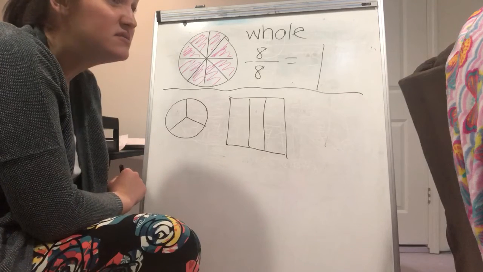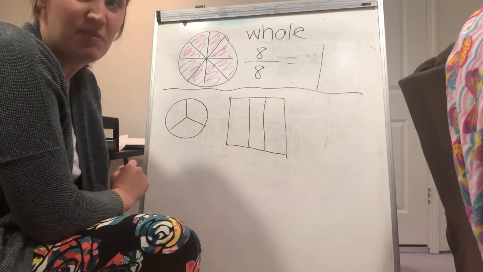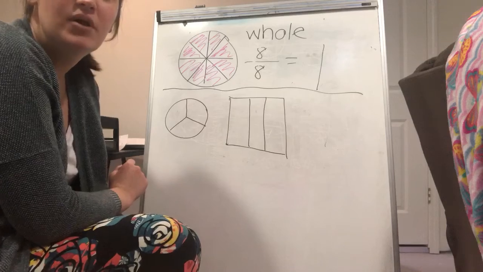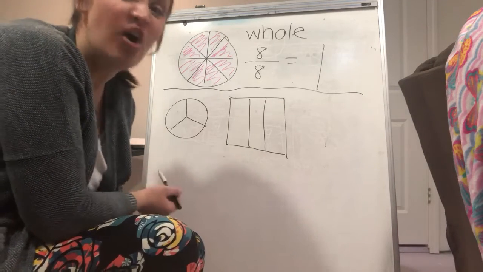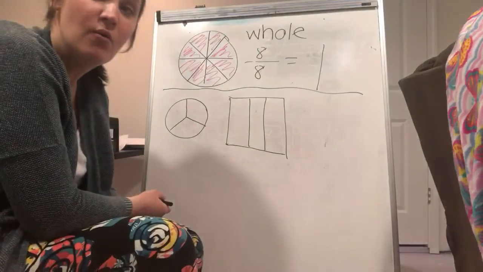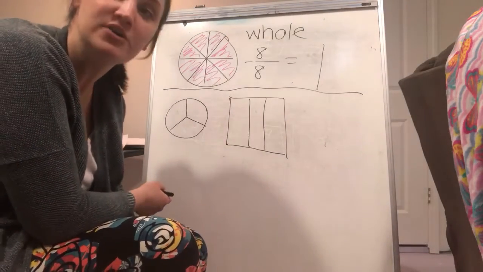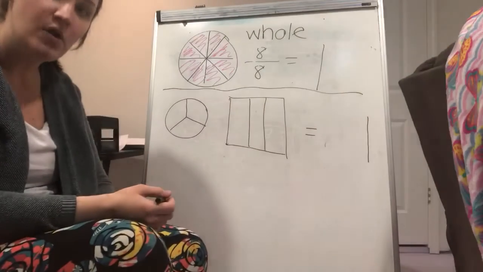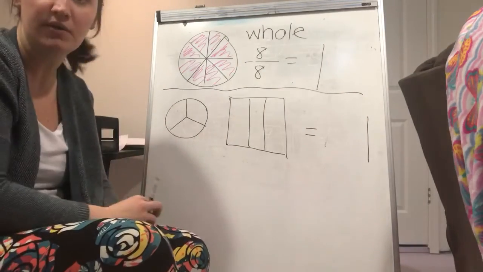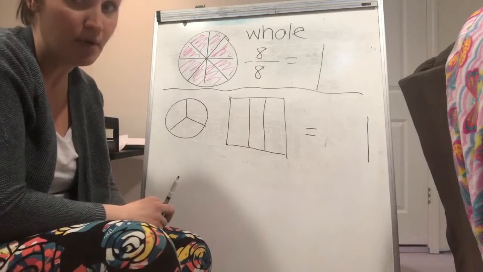Pie, brownies, I always think of dessert. Clearly I'm hungry. Pizza, whatever you want it to be. I want you to imagine maybe your dog ate the whole thing. Okay, well, what does that look like in fraction form? What is the fraction for one whole for this picture? Draw that on your whiteboard in number form.